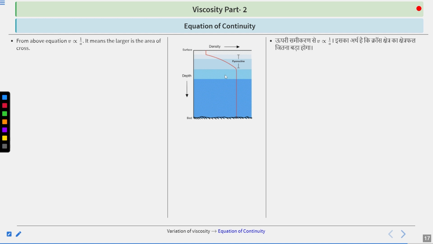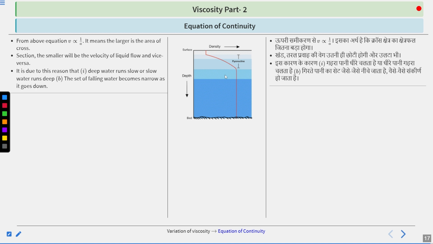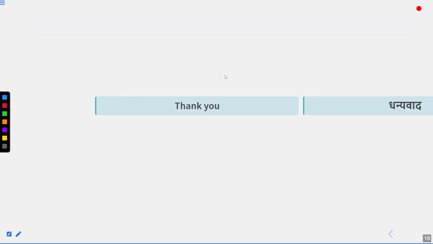From the above equation, we could say v is inversely proportional to A. It means the larger the area of cross section, the smaller will be the velocity of liquid flow, and vice versa. If the area of cross section is larger, the velocity will be smaller. If the area of cross section is smaller, the velocity will be higher. It is due to this reason that deep water runs slow, or still waters run deep. The jet of falling water becomes narrow as it goes down.